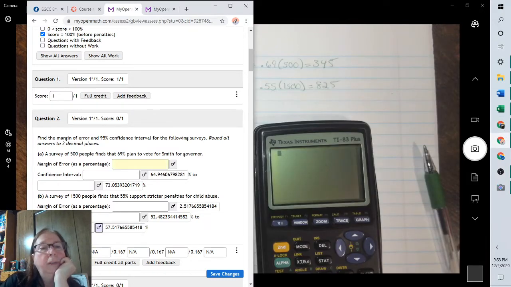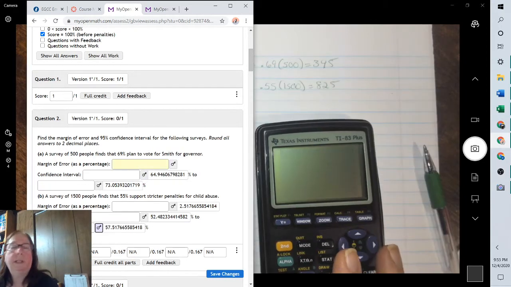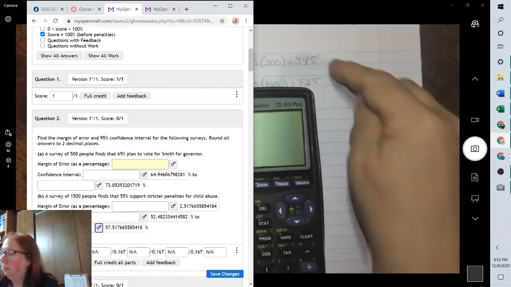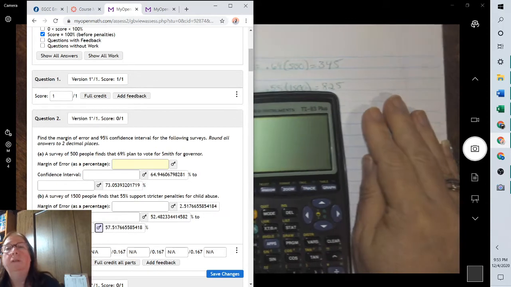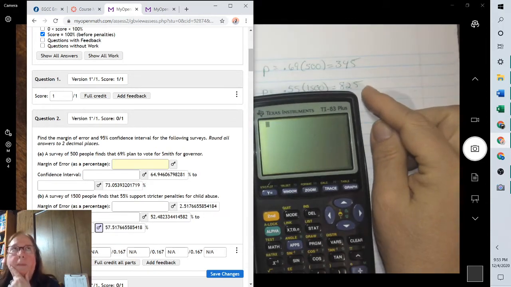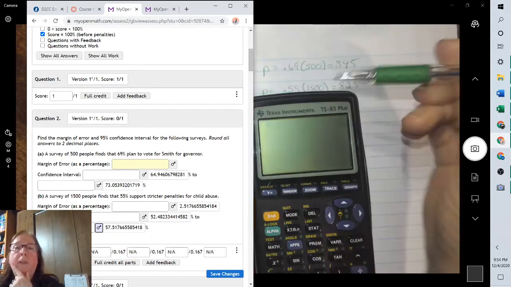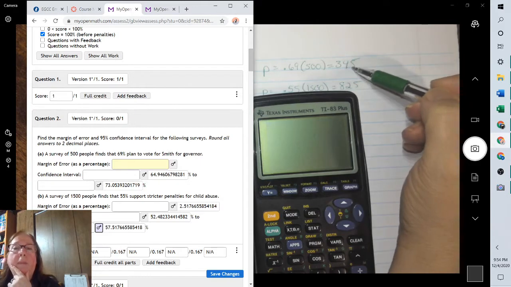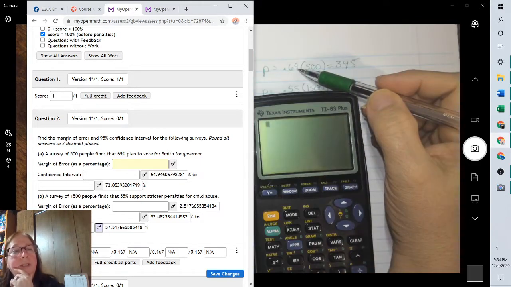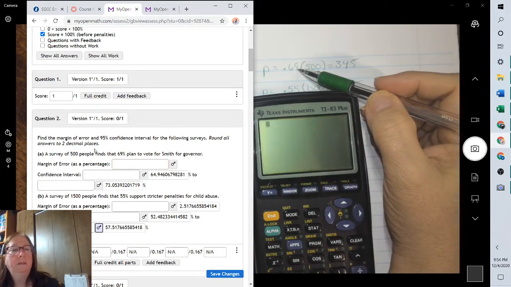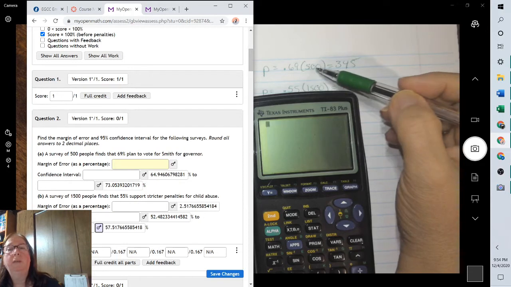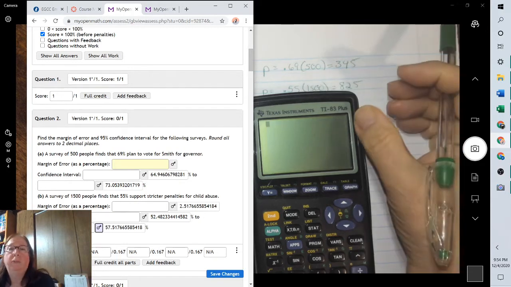So for the problem here, if we use the calculator, the first thing you have to calculate, because it needs the X value, not the percent. So it needs to know how many. And it said 500 people, 69% plan to vote for Smith. So you want 69% of the 500, which is 345.